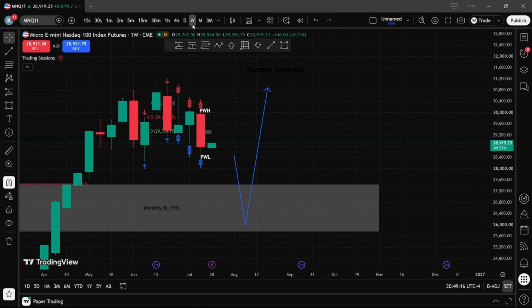But immediately when doing my chart analysis, I'm going to the weekly, because whatever last week did, I want to mark out the previous week high. That's why you see PWH and previous week low. And it's this candle right here. This is one week, right? So if we end up pushing below, this is very significant.